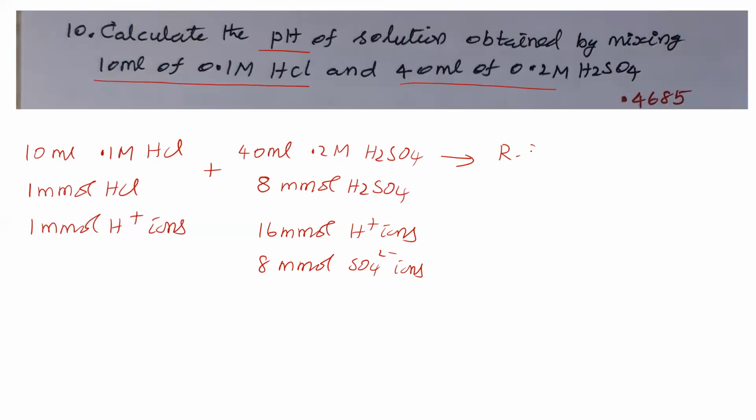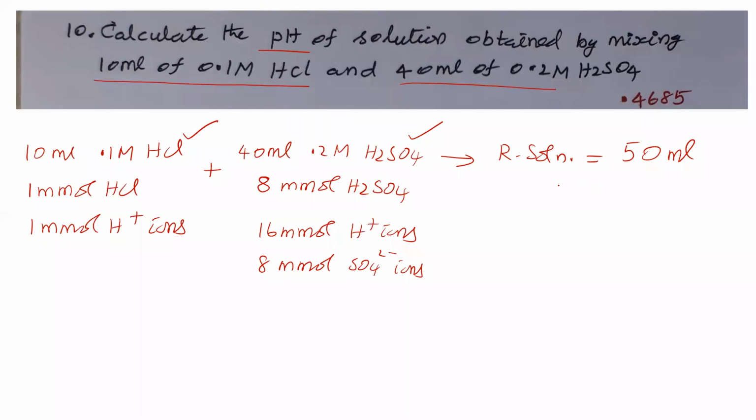Now we will take the resultant solution. In the resultant solution, what is the volume? 50 ml is the volume. Why 50 ml? Because HCl is 10 ml and sulfuric acid is 40 ml. Therefore, the resultant solution volume is 50 ml.